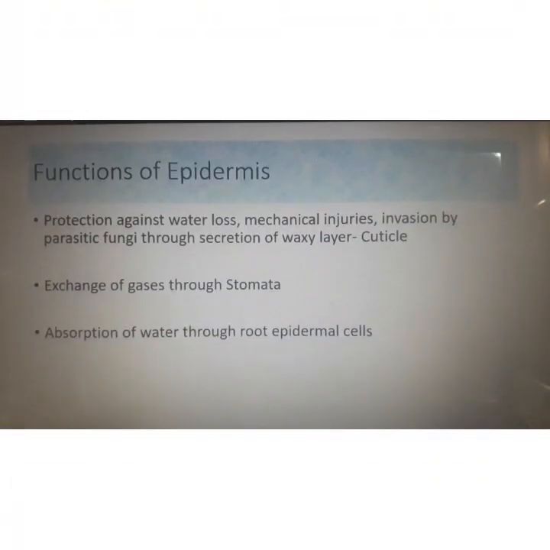Next, we move on to the functions of epidermis. The major function of epidermis is protection. That's why we call it protective tissue. It helps in protection against water loss, mechanical injuries due to weather related events and invasion by parasitic fungi through the secretion of a waxy water resistant layer called cuticle.